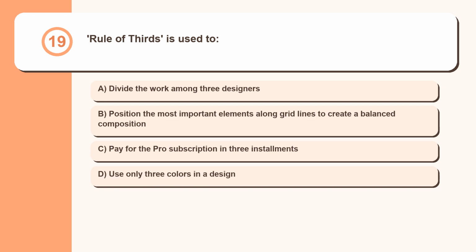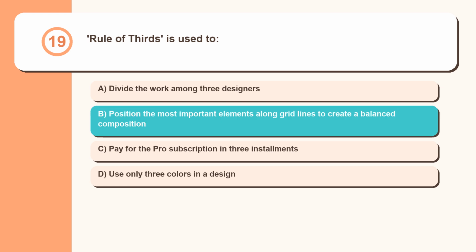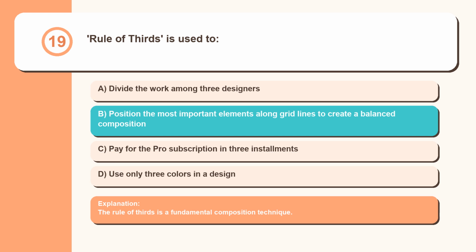Question 19. The rule of thirds is used to divide the work among 3 designers, position the most important elements along grid lines to create a balanced composition, pay for the Pro subscription in 3 installments, use only 3 colors in a design. The rule of thirds is a fundamental composition technique.